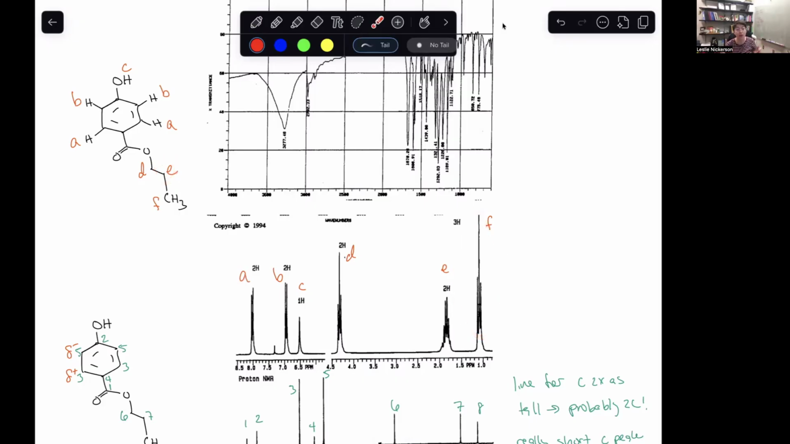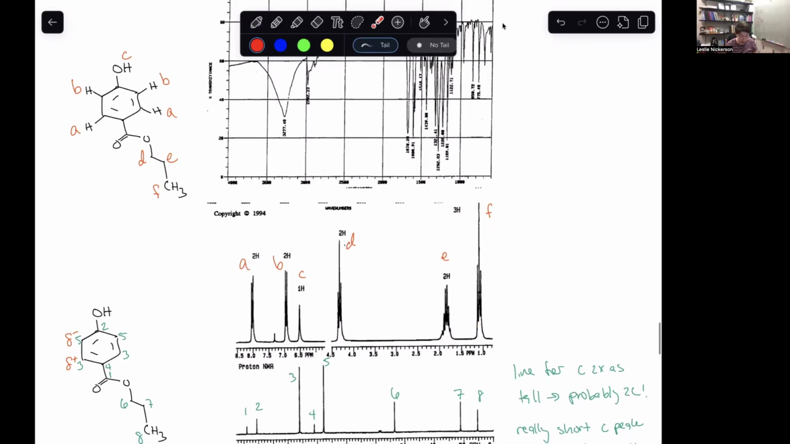I can assign all my peaks. None of them are looking super wild or anything. And that's the kind of double check that you want to be doing at the end.